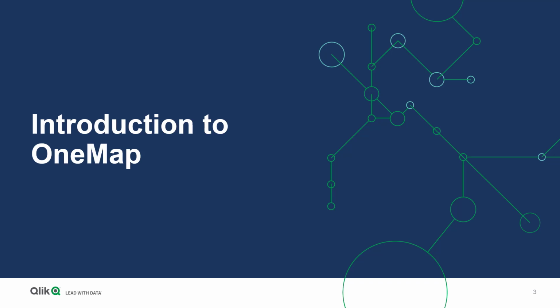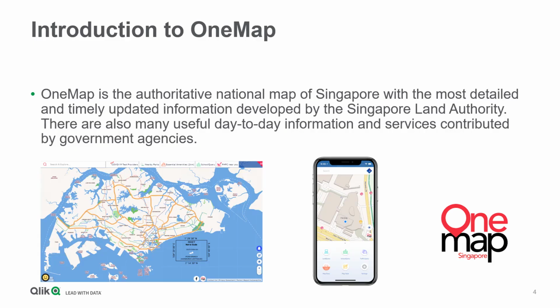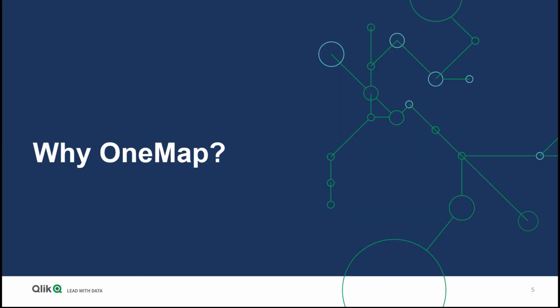So what is OneMap? OneMap is actually a map service offered by the Singapore Land Authority. It contains a lot of useful day-to-day information and also services contributed by government agencies. As you can see, you have a web version and also a mobile version for OneMap. So why do you actually want to use OneMap?